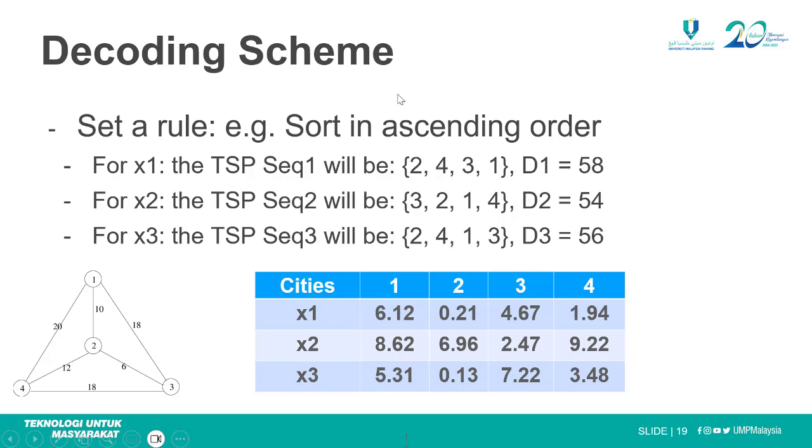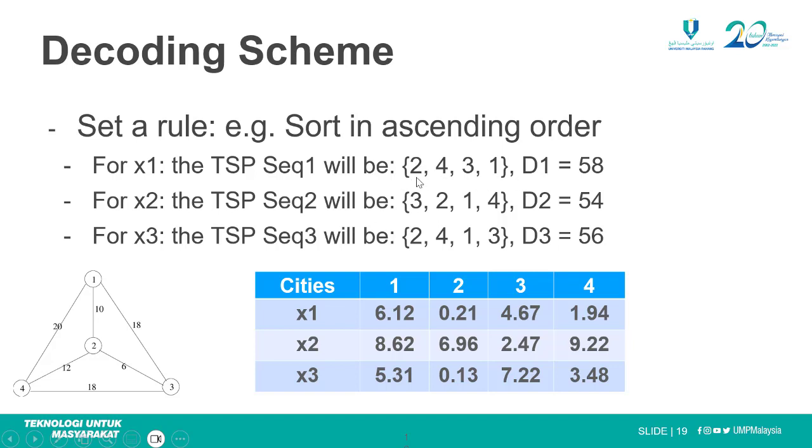Let's say you want to use the rule where you sort in descending order. So for x1, you need to start with the largest x value, which is 6.12. So we will start from city number 1, then go to city number 3, city number 4, and city number 2. And of course, finally, you need to return back to the original position. So this is another option.